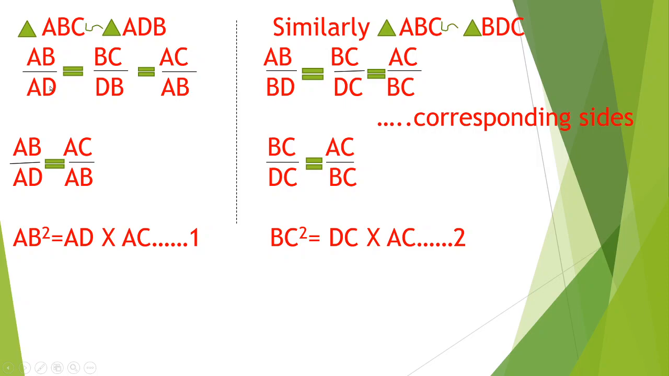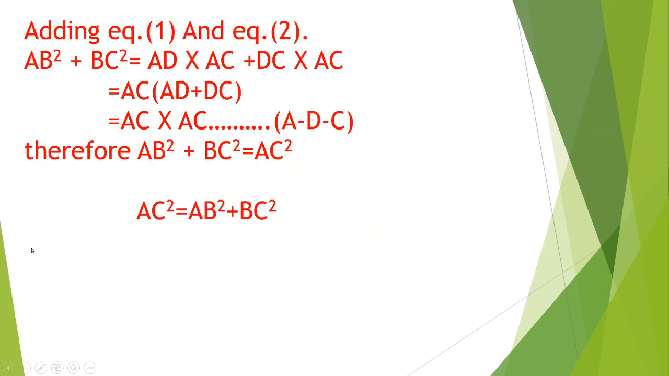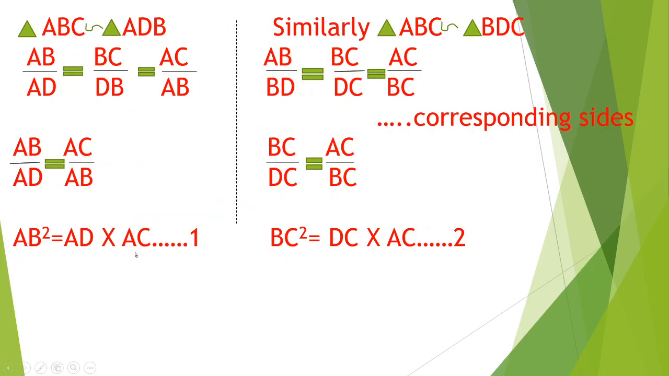Now I am taking these two ratios: AB upon AD is equal to AC upon AB. After cross multiplication, you get AB into AB, AB square, is equal to AD into AC. This is our equation first.